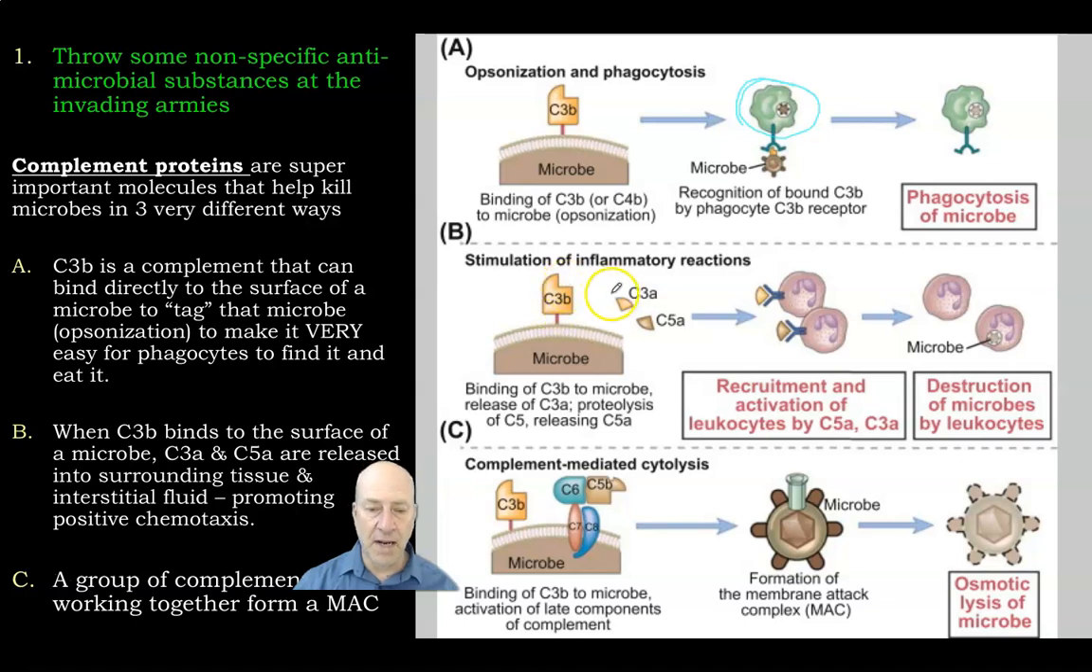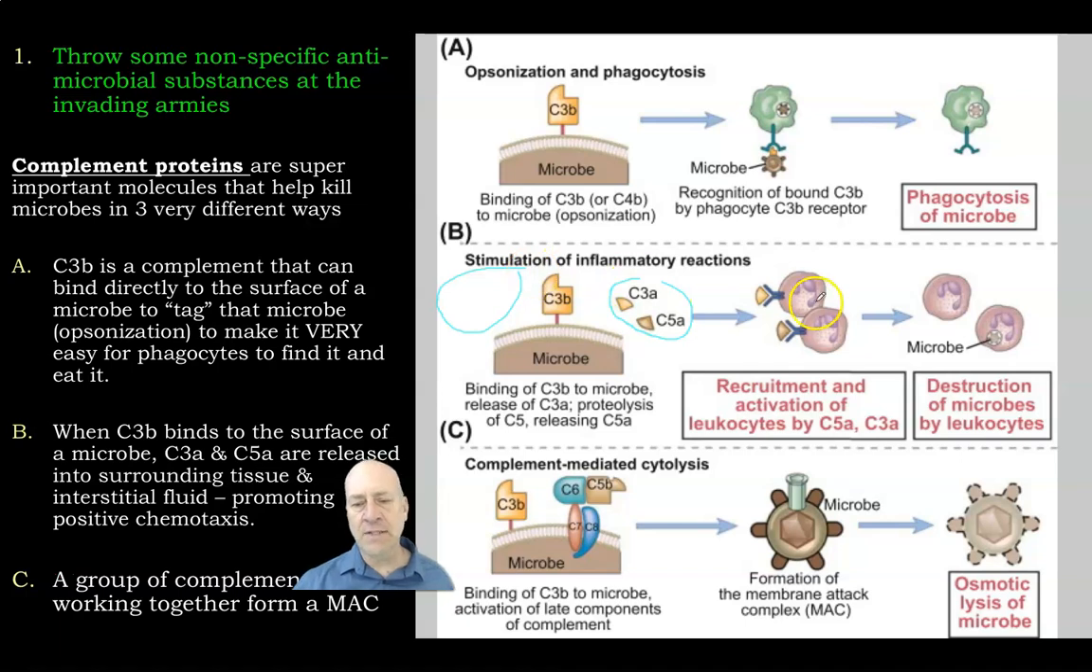So C3 binds, they're trying to show you the C3a was the second part right here. No big deal. When the C3 binds, the C3b stays, the C3a part pops off, and same thing with C5a. What does that mean? Well, you have all this C3a and C5a floating around this microbe.